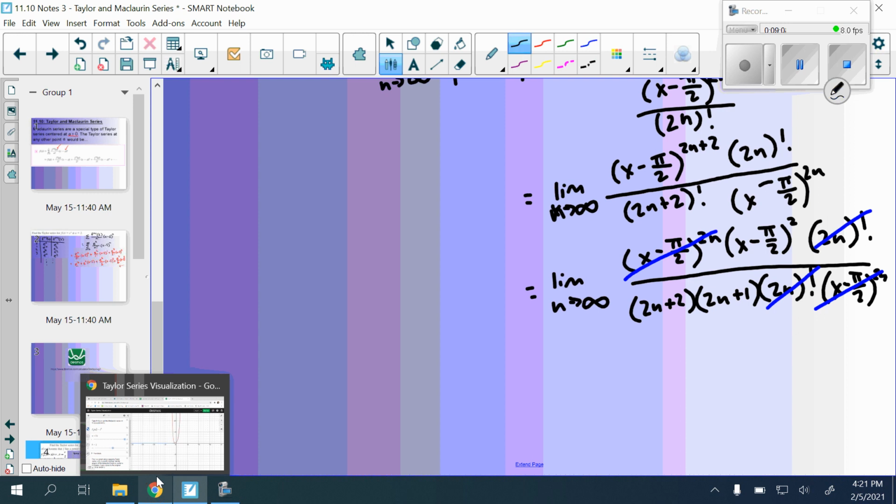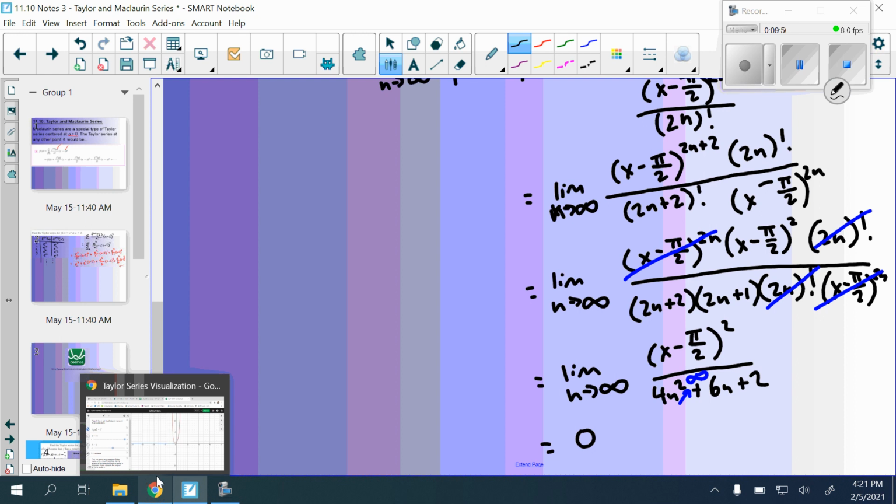So what's the limit of the rest of this stuff as we go to infinity? Well, if you were to multiply those terms out in the denominator, what we're going to get is 4n squared plus 6n plus 2. As n goes to infinity, this is going to get very large. That's going to go to infinity. But since it's on the bottom, a large number on top over a larger number on the bottom, this whole thing is going to go to 0.